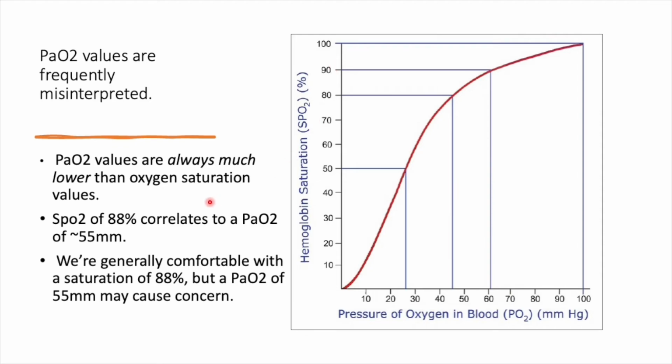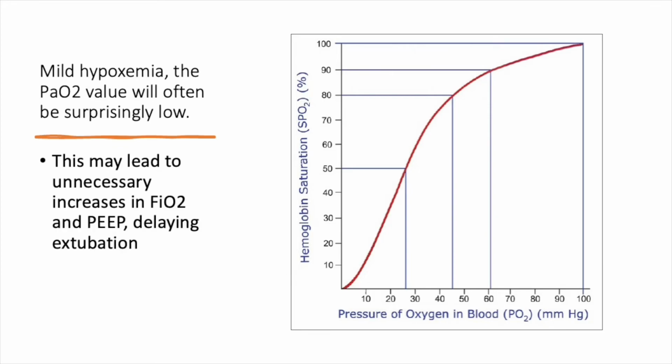A saturation of 88%, which is seen in many COPD patients, corresponds to a PaO2 of around 55. With an SpO2 of 88%, you are very comfortable. But when you hear that the PaO2 is 55, you become uncomfortable and concerned. In this case, of mild hypoxemia, the PaO2 will be surprisingly low and can lead to unnecessary increase in FiO2 and PEEP and delay extubation. That is a point to be kept in mind.